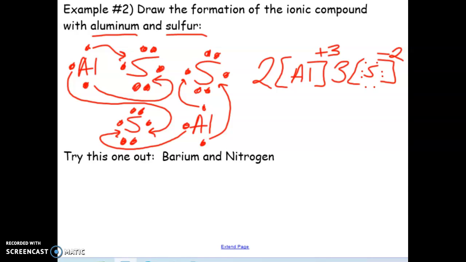So what I'd like you to do is try out barium and nitrogen in the same way. You're going to show the formation and the final compound. So you're going to show me what's happening with the arrows, where the electrons are going, and then the final ions with your charge and your brackets. So pause the video and give this a try.